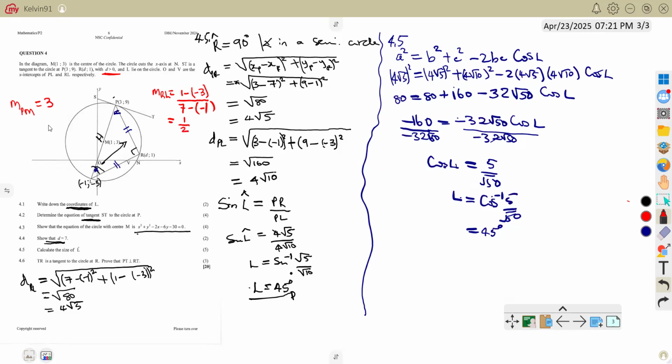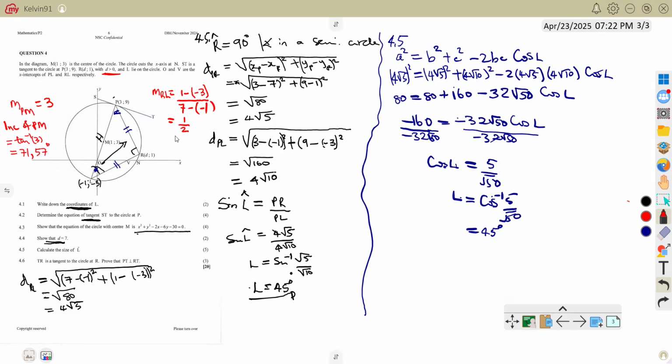Now, when we have the gradients, we need the angles of inclination. So the angle of inclination of PM is gonna be tan inverse of the gradient, which is tan inverse 3, giving 71.57. That is if you put it to 2 decimal places.